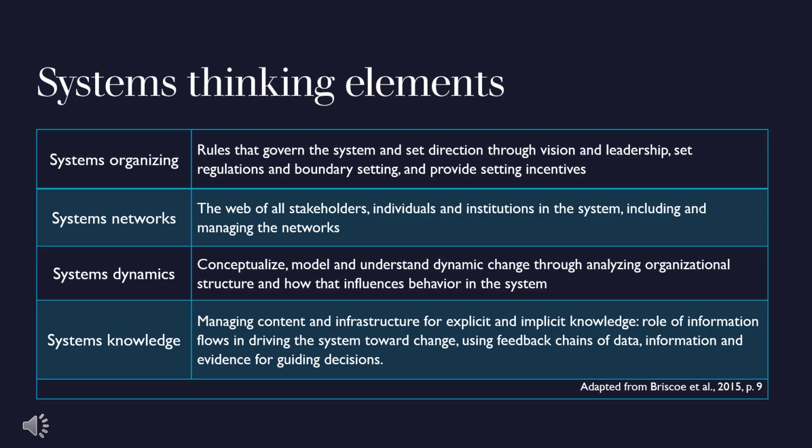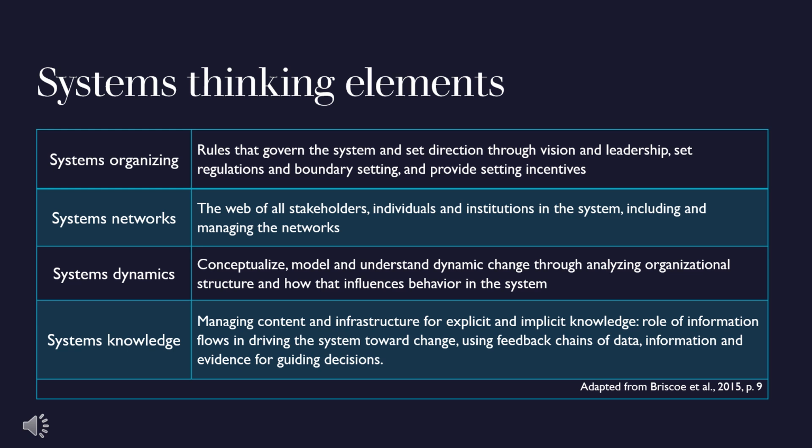Under this overarching definition of systems thinking, there are many further concepts. Briscoe et al. present one helpful way of organizing four overall systems thinking elements. The first element is how the system is organized. This includes the rules within the system and the direction set for actors within the system through leadership. An important part of this is the boundary that we draw around the system that we're trying to understand. And this is something that we'll discuss further in Module 3.